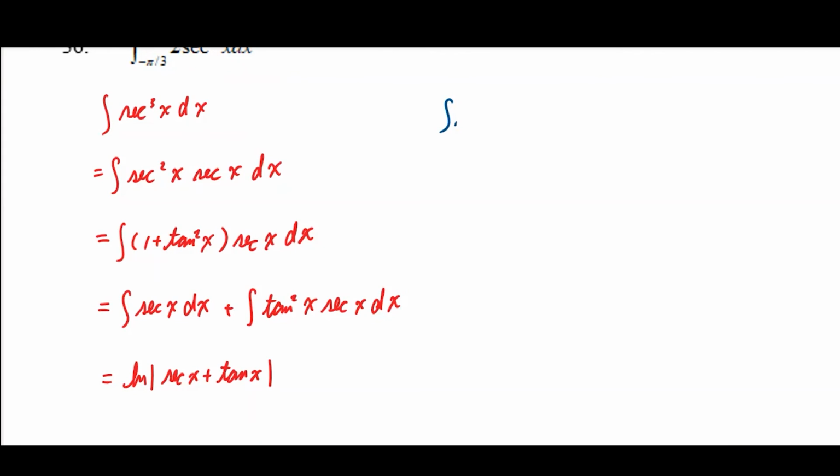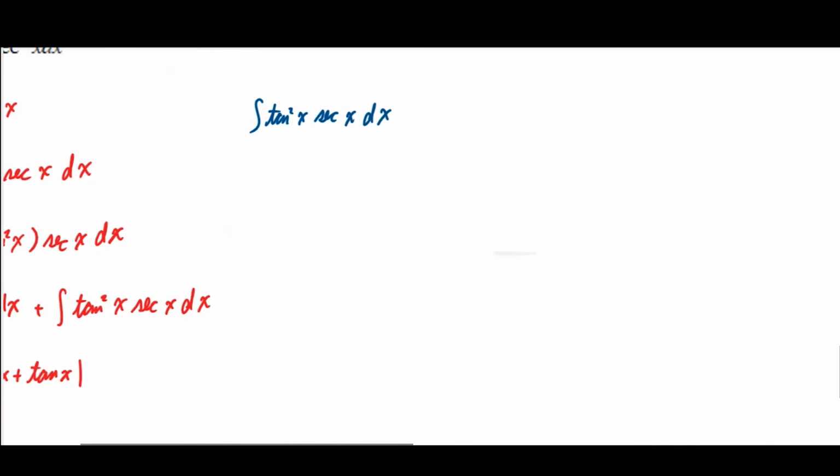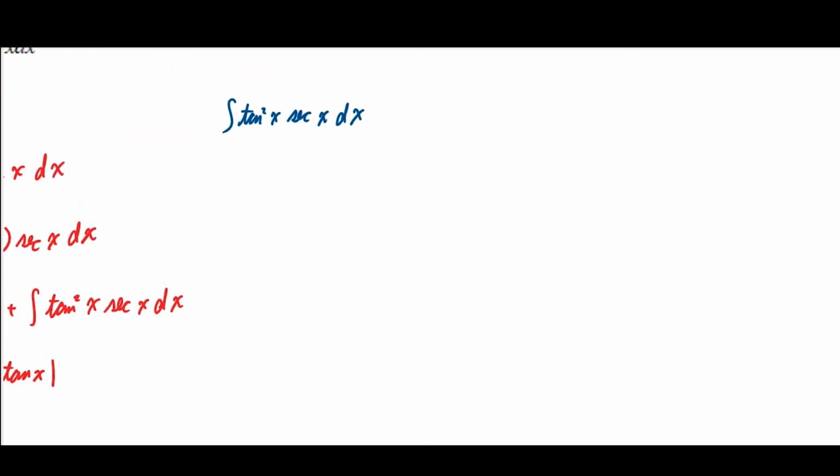So here is tangent squared x secant x dx. And this is integration by parts. Which is u and which is dv is the question. We have to decide wisely. Somebody tell me what's u and what's dv.